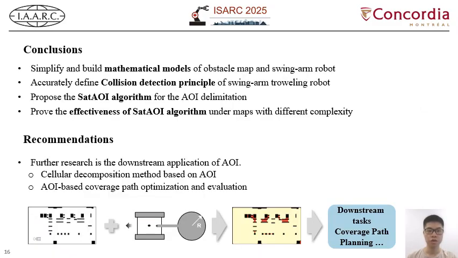In this research, we simplified and built mathematical models of the obstacle map and swimming arm robot, accurately defined the collision detection principle, and proposed the SatAOI algorithm for AOI delimitation, and using a case study proved its effectiveness in maps of different complexities. For future work, we are focused on the downstream application of the AOI, including the cellular decomposition method based on the AOI and developing AOI-based coverage path optimization and evaluation.